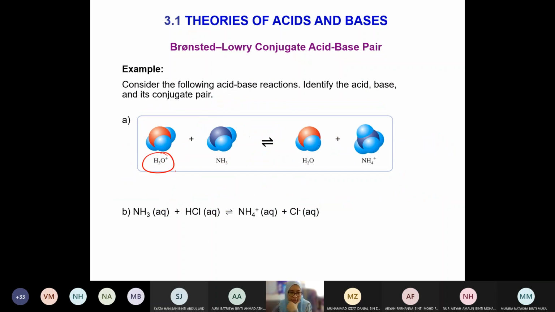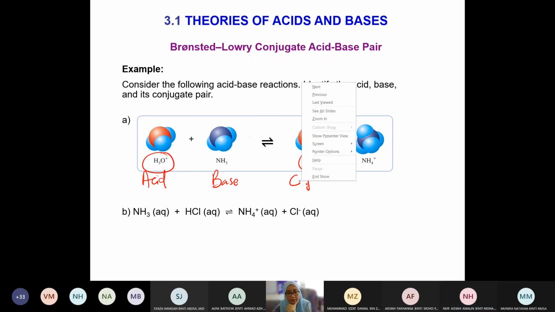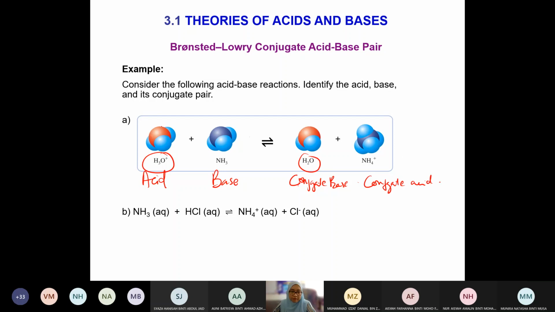Okay, so H3O+, is it an acid or is it a base? Acid. How about NH3? Base. H3O+ becoming H2O, so how about H2O? Conjugate base. You need to have conjugate, okay? This one is conjugate acid. Don't forget to pair them. Don't pair wrongly, this is 2 marks. Don't lose them, these are free marks if the question comes out like this.